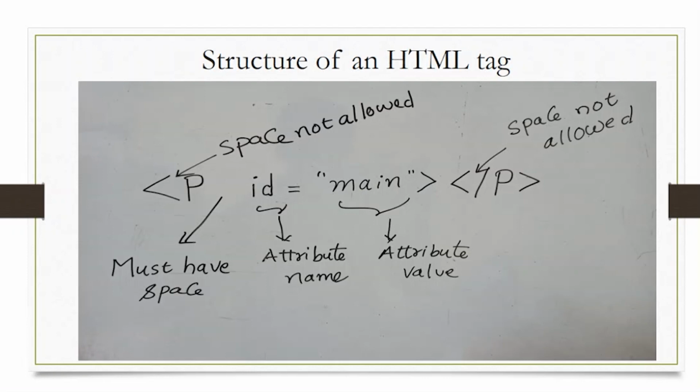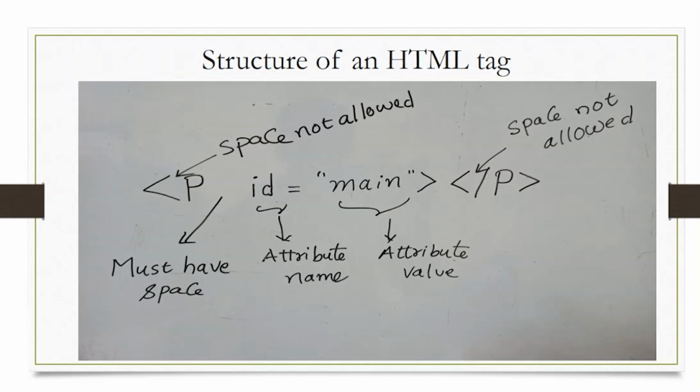So if you have any extra spaces after the P element in the opening tag, or if you have any extra spaces around the equal sign between the attribute name and attribute value, or if you have any other spaces, all of them are completely ignored by the browser.